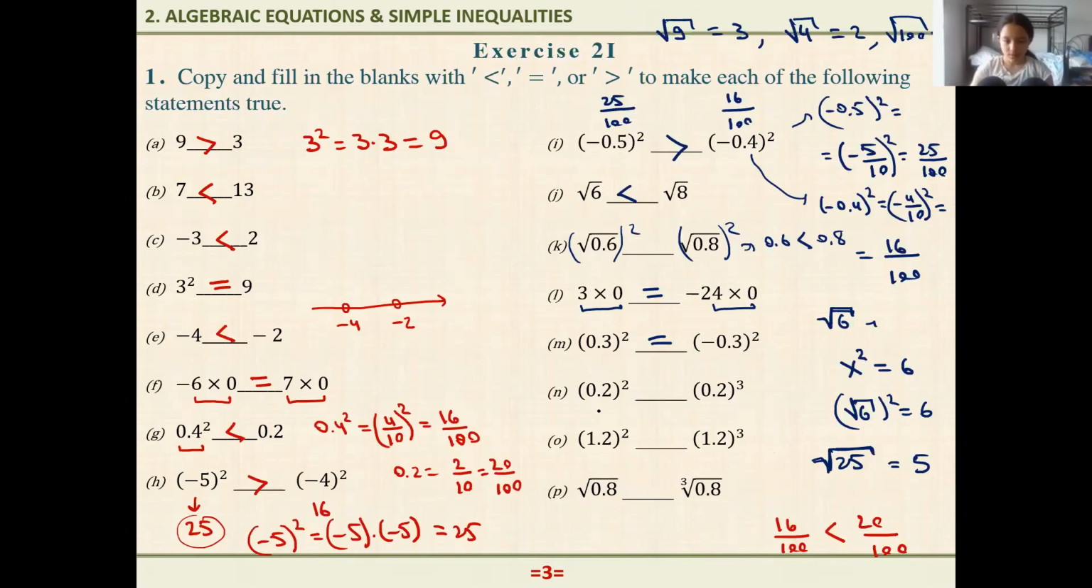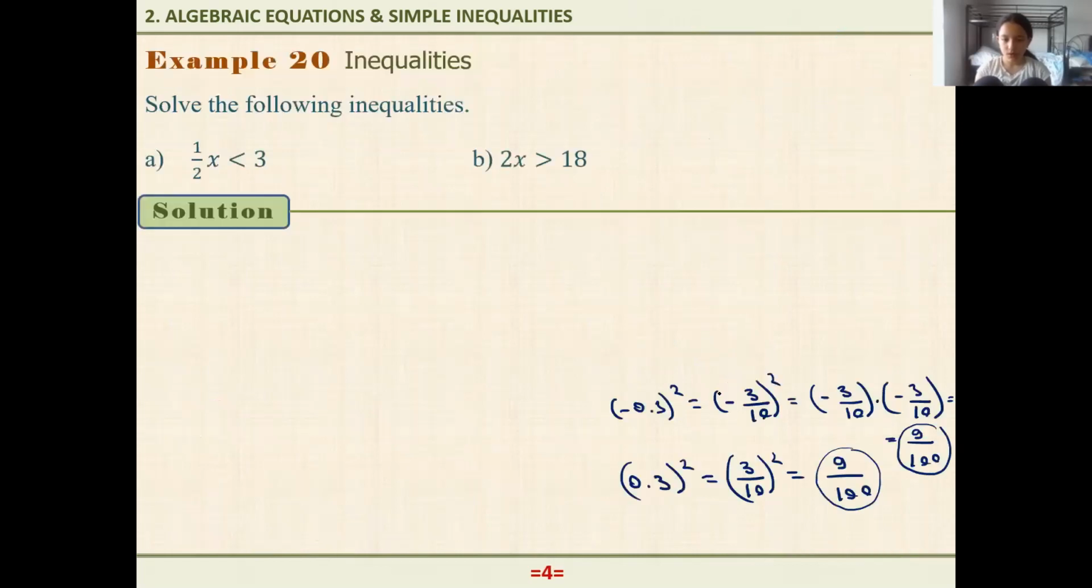And how about this? 0.2 squared, 0.2 cubed. Again, let me just do it here because we don't have enough space. Here we have 0.2 squared. Again, we know that this decimal is 2 over 10, right? It is squared. That means 2 times 2, it is 4. This means 10 times 10, it is 100.